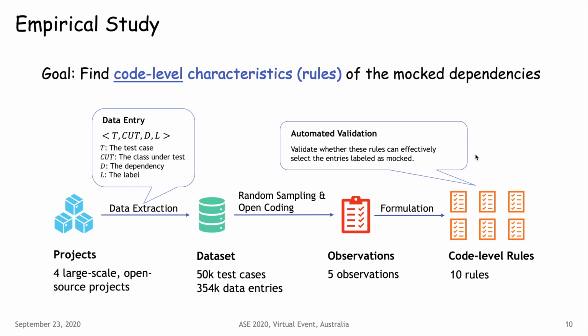Specifically, we chose 4 popular open-source projects and extracted the mocking decisions by developers from them. With the dataset, we sample a small subset for manual analysis. Based on the observation in the manual analysis, we formulated 10 code-level rules. We further validated whether these rules can effectively select the data entries that are labeled as mocked in the whole dataset. Finally, we found the characteristics in two categories are very effective in selecting mocked data entries.